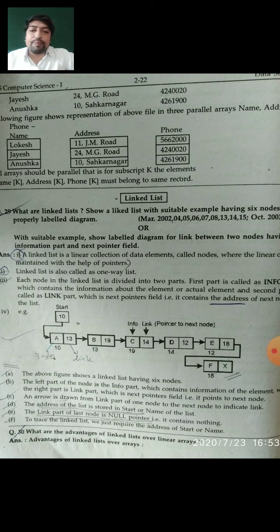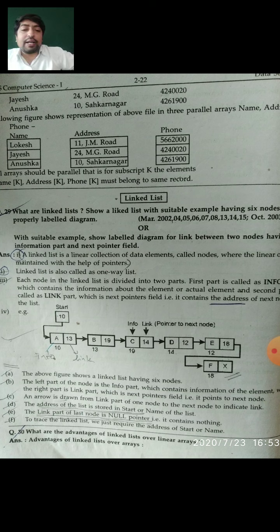So the left part of the node is the info part, which contains the information of the element, and the right part, the link part, contains the next pointer field, that is, it points to the next node. The arrow is drawn from the link part of one node to the next node. Why do we use the arrow? To draw from the link part of one node to the next node. The address of the list is stored in start or the name of the list.